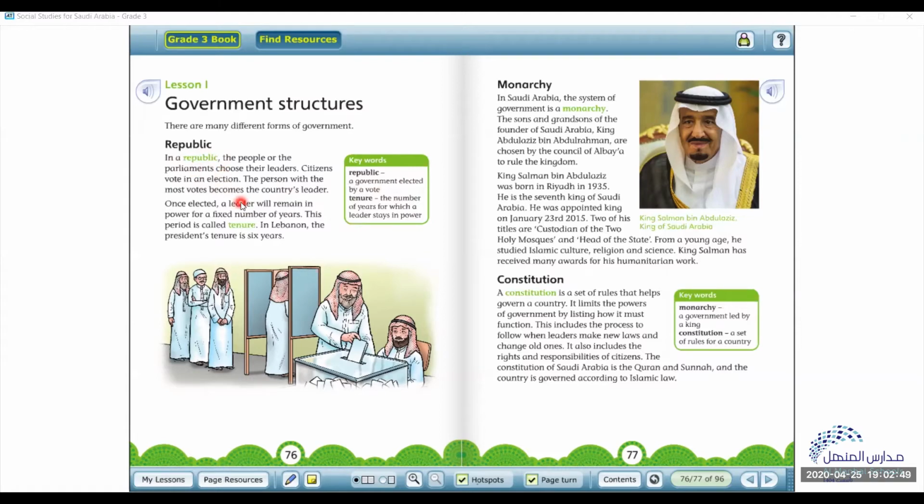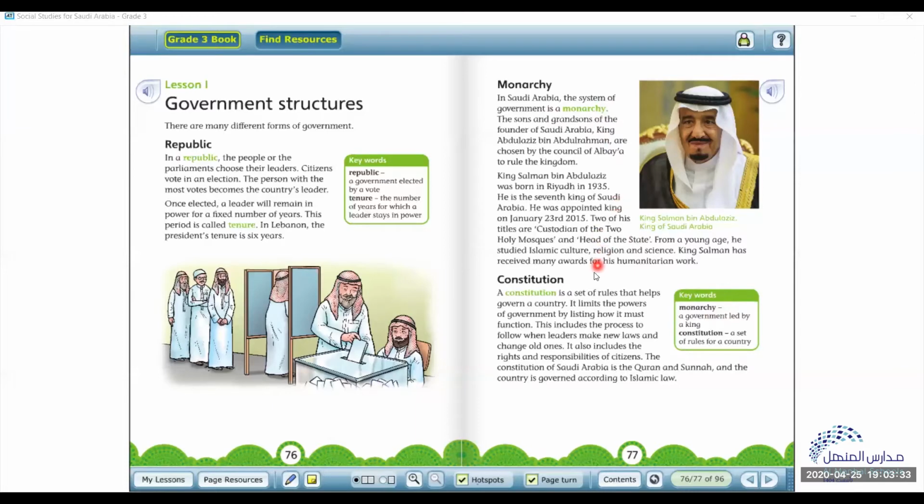For page 76 and 77, you are going to need to know what the word republic means. Republic: a government elected by a vote. Alternatively, a republic is where the people or the parliaments choose their leaders, so where people are able to select who runs their country. And then you also need to know what a monarchy is. A monarchy is basically a country led by a king or queen, prince or princess. A nation that has a monarchy usually has a royal family or a royal bloodline where you have kings, queens, princes, princesses, sultans, etc. This is something that we have discussed before. And you will find the word monarchy here as well as here.